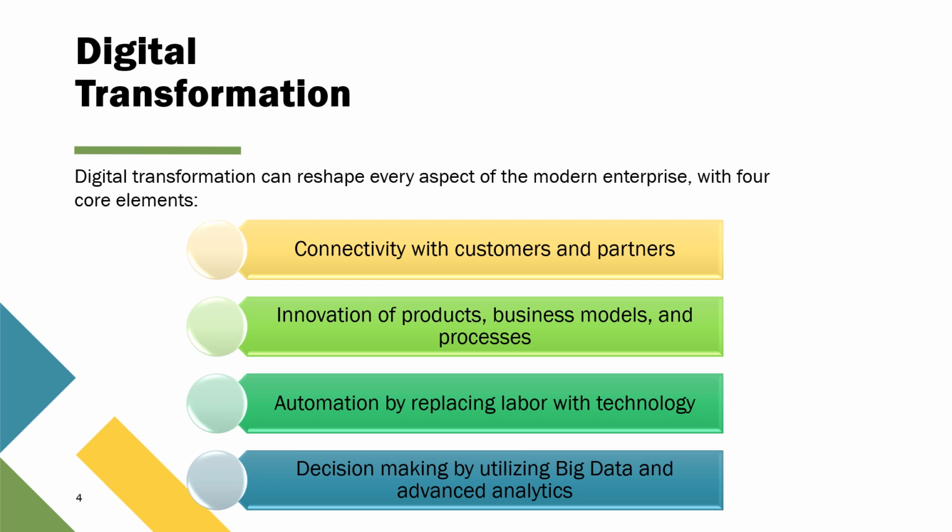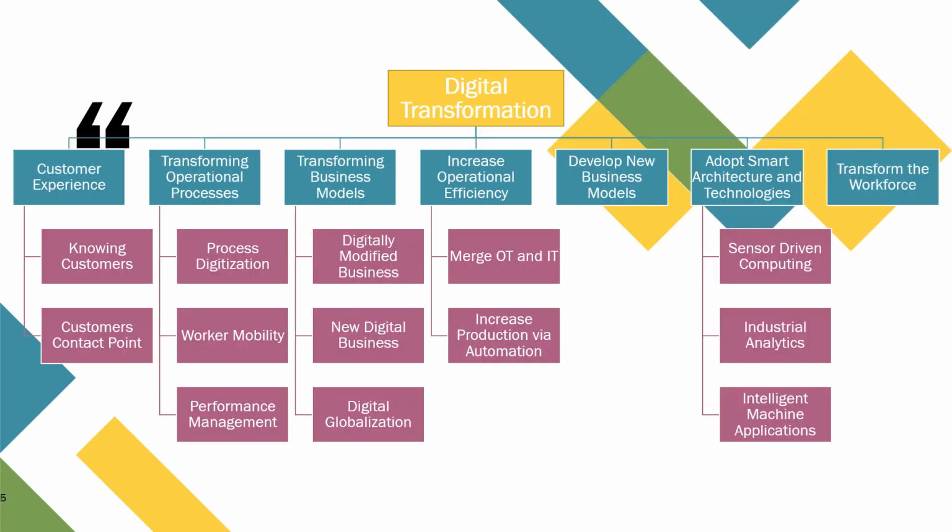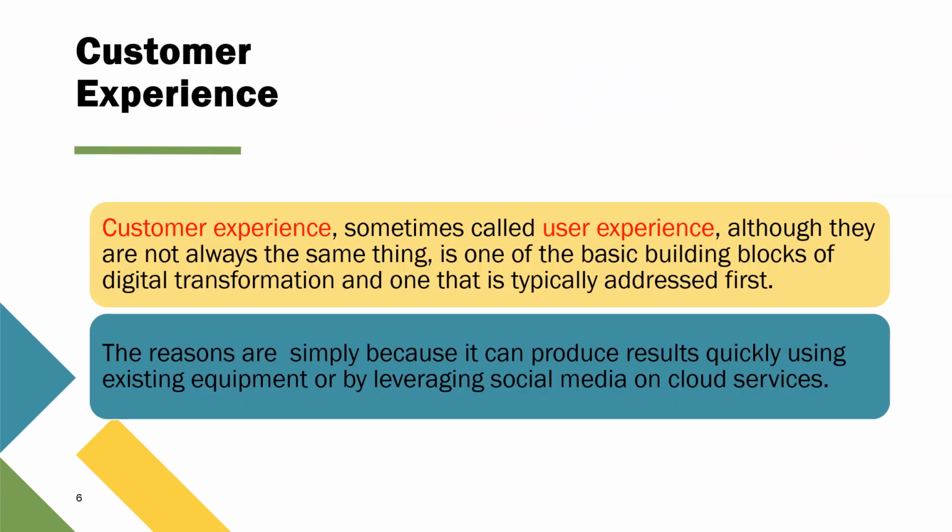Based on the four core elements of digital transformation, we can divide it into seven steps that can be taken by the company to support the digital transformation for their company. Okay, so this is the summary, so you can look into this summary. We are going to go one by one throughout this lecture. The first thing that we can look into is the customer experience.